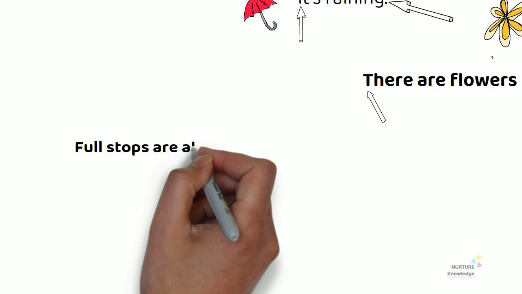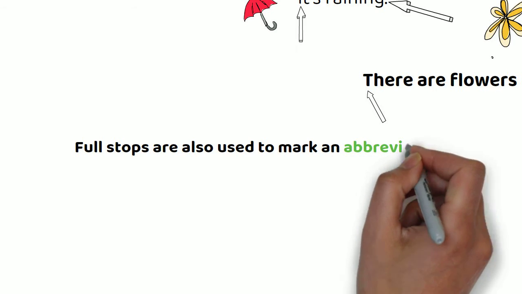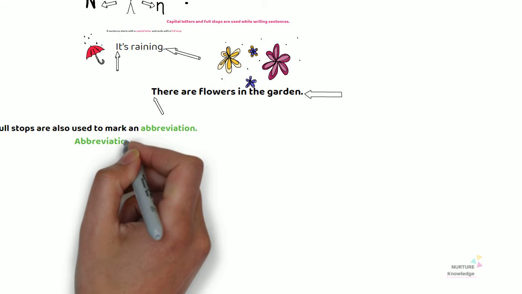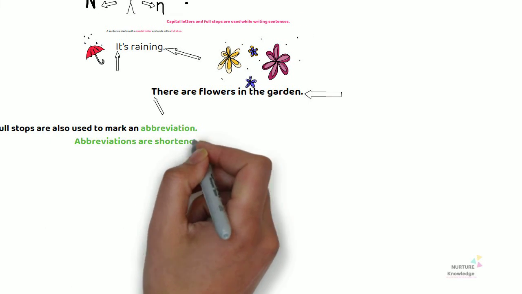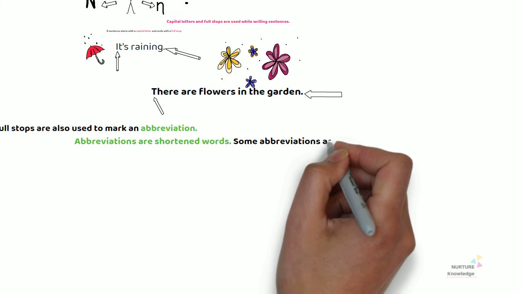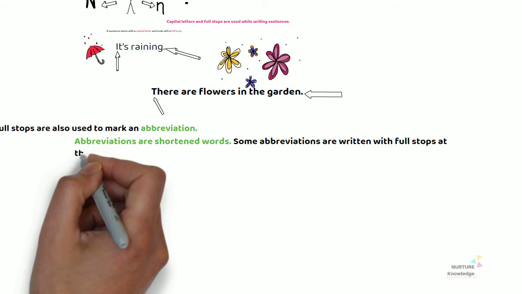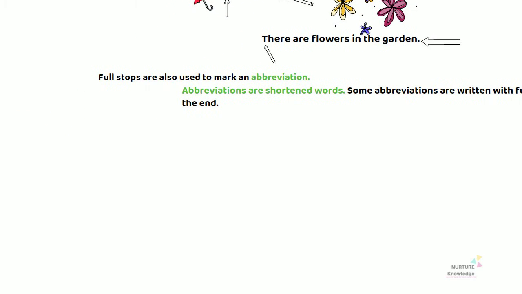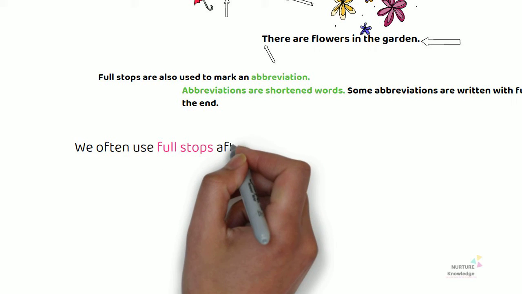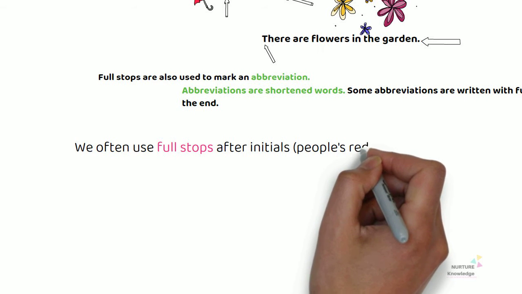Full stops are also used to mark an abbreviation. And what are abbreviations? Abbreviations are shortened words. Some abbreviations are written with full stops at the end. Let's see. We often use full stops after initials. Initials are people's reduced names.